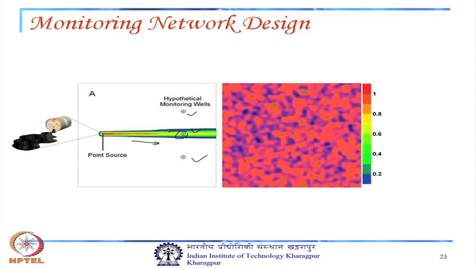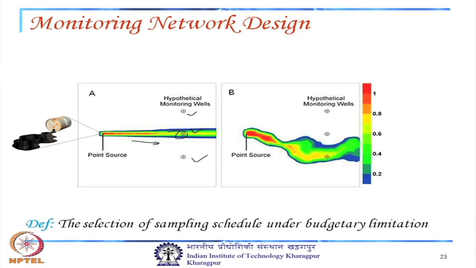But in reality the situation is different. Our soil is highly heterogeneous, and due to that heterogeneity the point source may be detected by the third well, which is another well. So, the selection of the sampling schedule under budgetary limitation is one of the most important things. So, a monitoring network is basically finding out that sampling schedule under cost constraints.